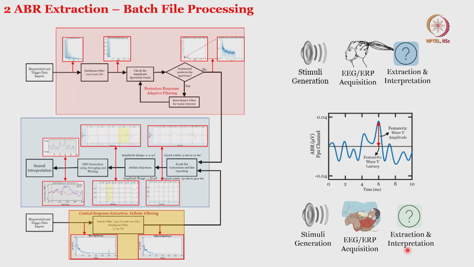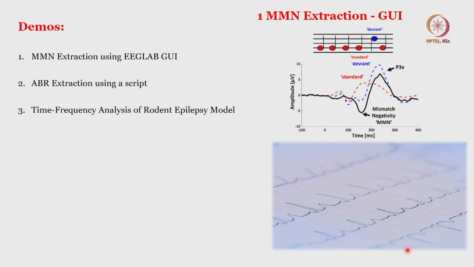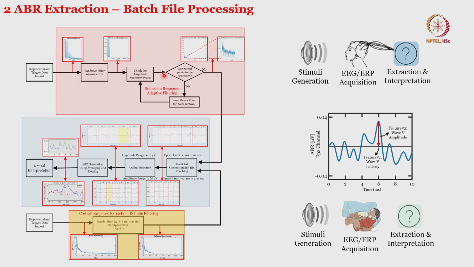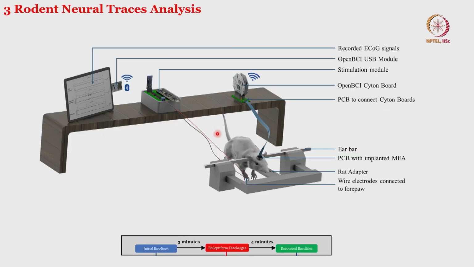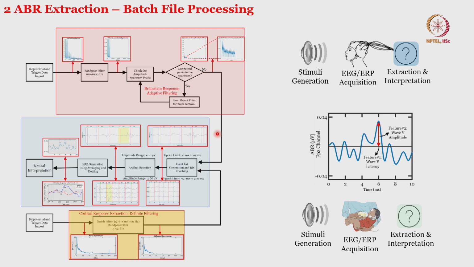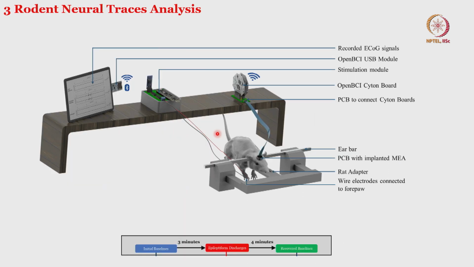So quickly, what we have seen is how GUI based EEGLAB works, how we can perform batch file processing using ABR, and how we read the rodent's neural signal that we obtain, and we have seen the script implementing this. There are still some points: as I mentioned, the first two are just to extract the neural response, the second is to extract and interpret, which is more important to draw neural inferences.